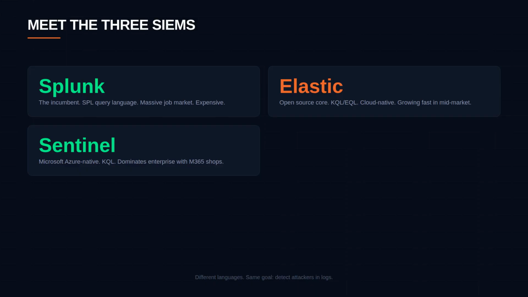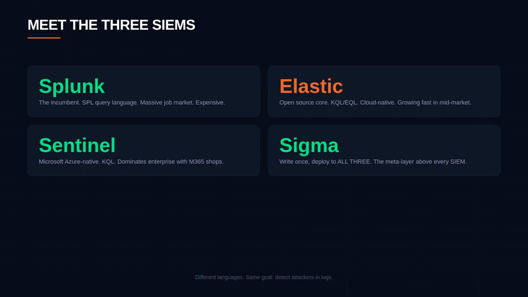Microsoft Sentinel is the fastest growing. It's Azure native, also uses KQL, and absolutely dominates any shop already in the Microsoft ecosystem. Think Microsoft 365, Defender, Azure AD.